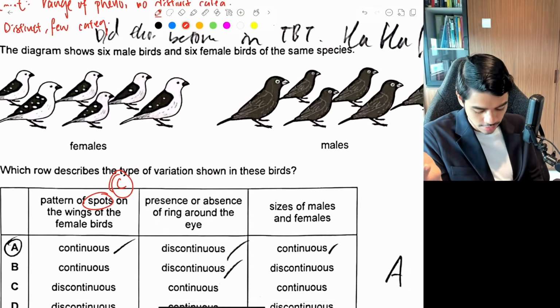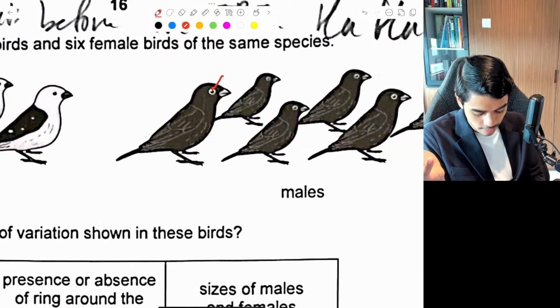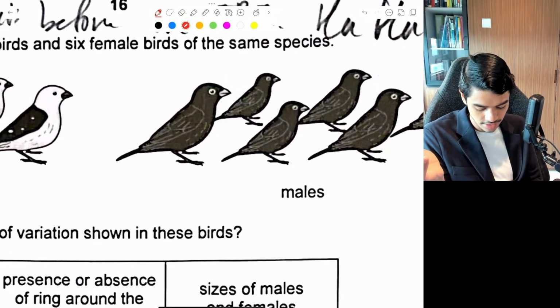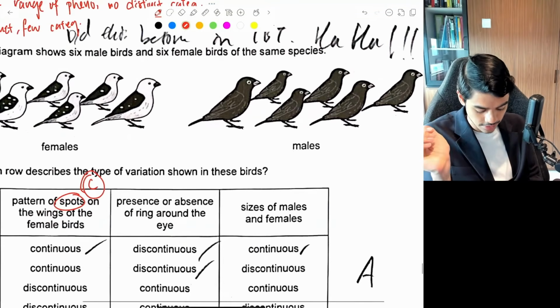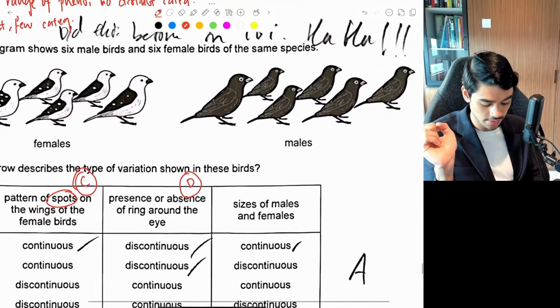Where is the ring? If you see, the males have a white ring around the black eye. So that is actually the ring that this question is talking about. You notice that it's either you have a ring or you don't. It's yes or no. It's two categories. That's why discontinuous. Now size.